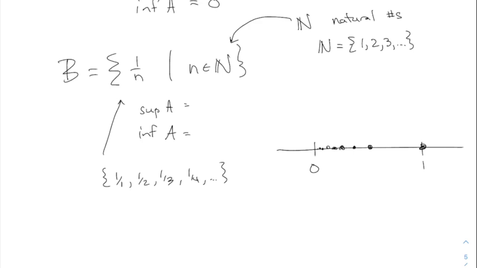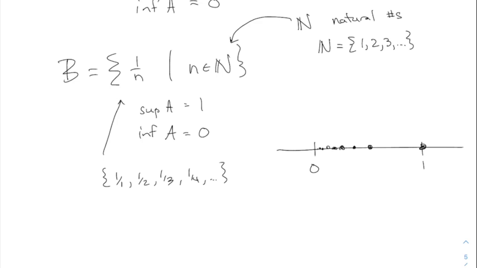What do you think? What's the sup? That's the one on the right side? Yes. The good finger. Sup is 1. And the inf? Show me the fingers for that. Yeah, 0. Great. Like I said before, there's no formula to tell you the sup or the inf. You just have to try your best to visualize the set and then say what it is.